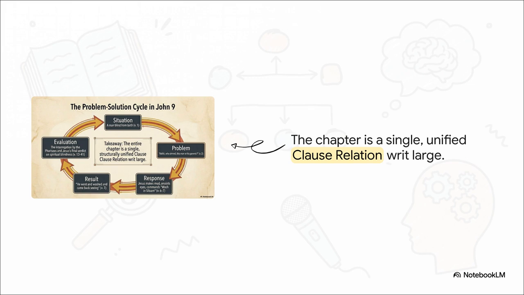The situation? A man blind from birth. The problem? The disciples ask, who sinned? The response? Jesus makes mud and commands him to wash. The result? He comes back seeing. And finally, the evaluation, that lengthy interrogation by the Pharisees and Jesus' final verdict on spiritual blindness. The takeaway here is profound. The entire chapter is essentially a single, structurally unified clause relation writ large.